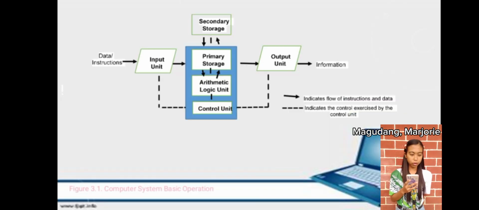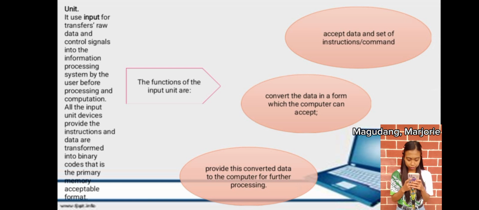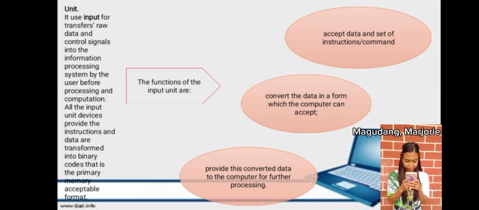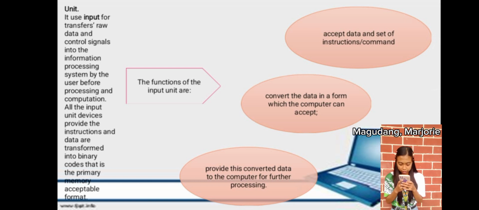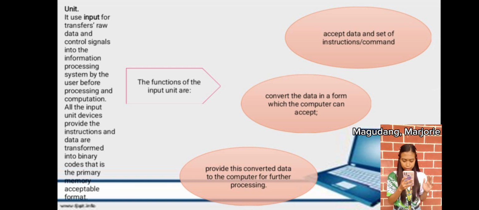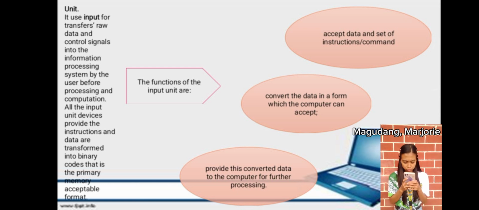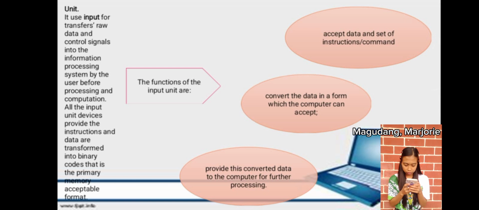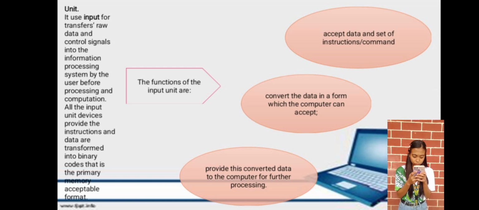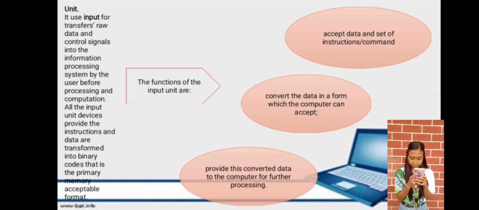Next, input unit. It is used for transferring raw data and control signals into the information processing system by the user before processing and computation. All the input unit devices provide the instructions, and data are transferred into binary codes, that is, a primary memory acceptable format.